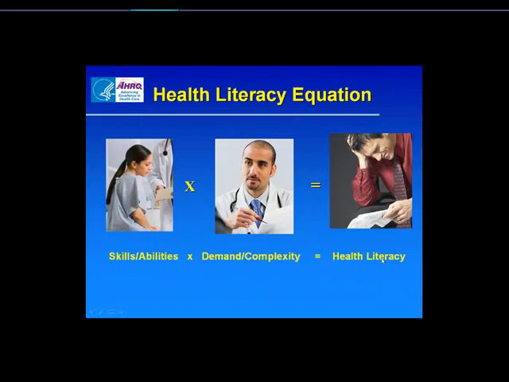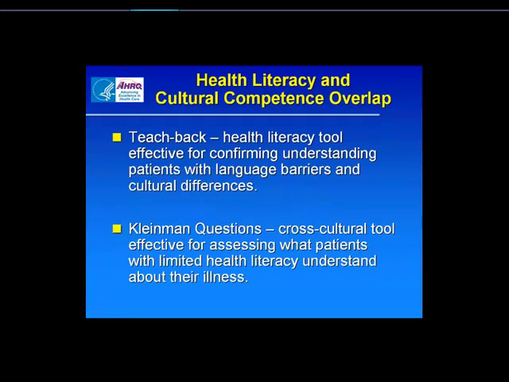Now, although that measure, which was done in 2003, is measuring the individual's skills and capabilities, I put up this slide to underscore that health literacy isn't just what the patient brings to the table. It's the product of that individual's skills and abilities with the demands we place on that patient, the complexity of the health information that we present.